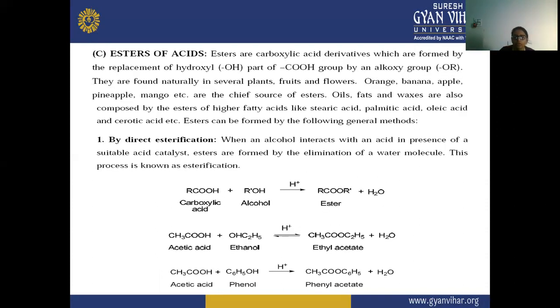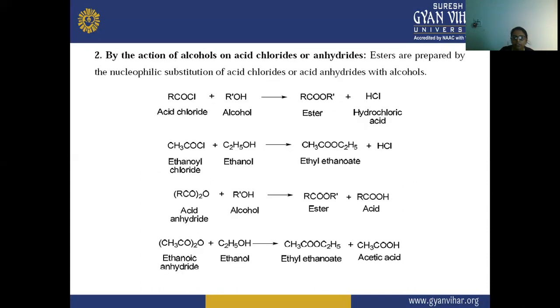Next are the esters of acid. Esters are carboxylic acid derivatives formed by the replacement of the hydroxyl group of the acid by an alkoxy group. These esters are formed by direct esterification and by the action of alcohol on acid chloride or anhydride.